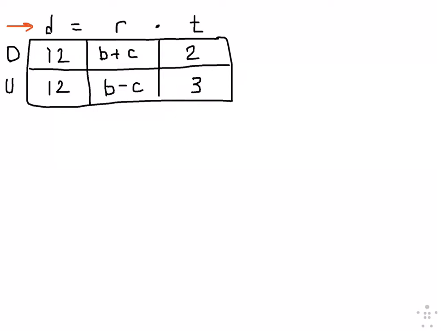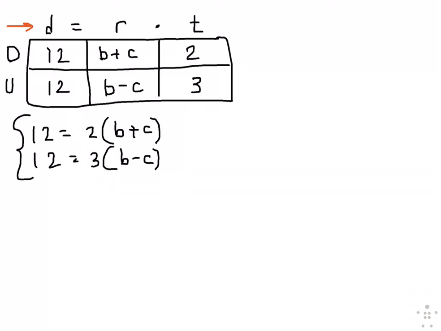So I have the first row, 12 equals B plus C times 2, and I'm going to write it as 2 times B plus C. And the second one is 12 equals B minus C times 3, or 3 times B minus C. Right? Now again, we could distribute the 2 in and get 12 equals 2B plus 2C, and then distribute the 3 in, or I could just divide that out.